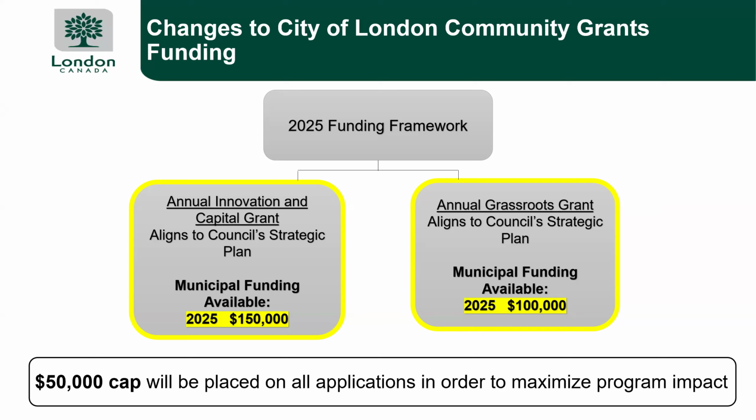This year, there's a little bit less funding available through the annual grant programs. This is because Council resolved a budget amendment to the 2025 annual budget. As a result of these changes, there will be a $50,000 cap on all applications through the Innovation Capital and Grassroots program in order to maximize program impacts. What that means is that no application should be requesting more than $50,000 in funding.